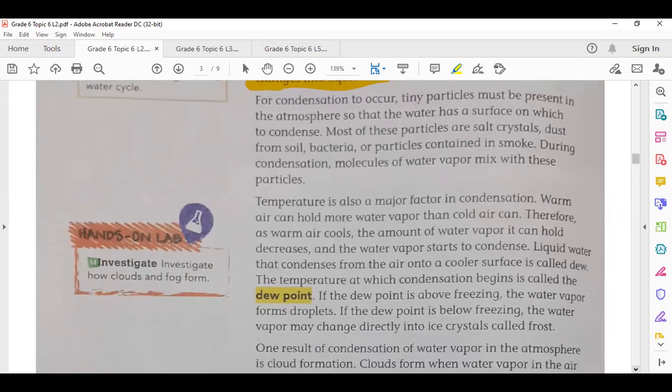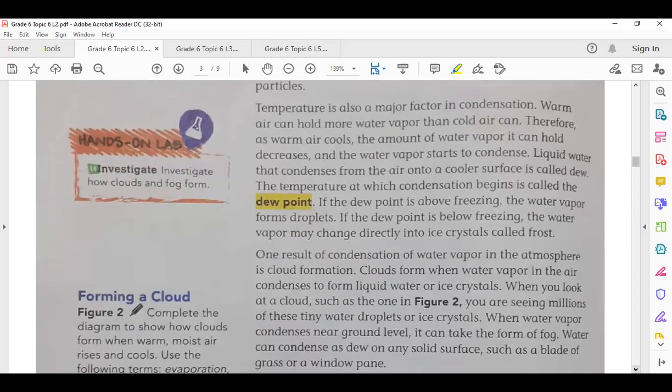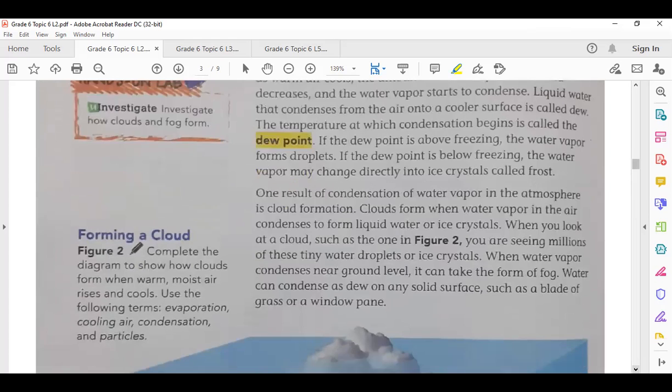When water vapor changes into liquid water, it forms the clouds. And sometimes water vapor changes directly into icy crystals, which makes snow. So clouds form when water vapor in the air condenses to form liquid water or icy crystals.